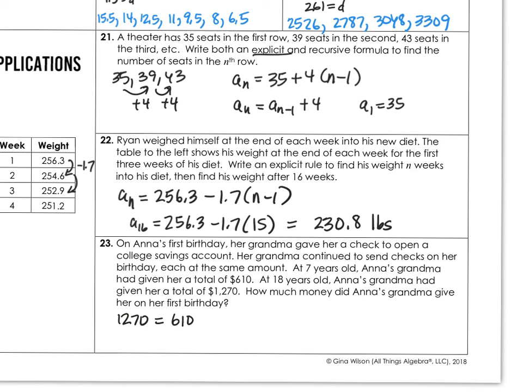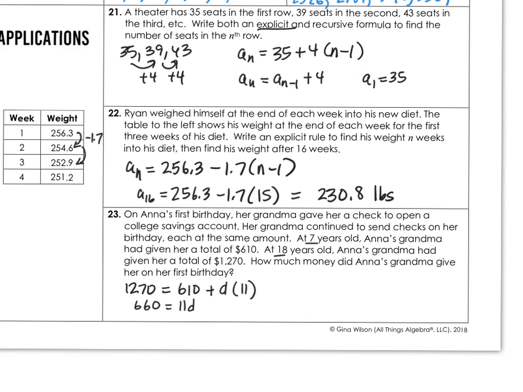All right, so I'm going from the 7 to the 18 because that's what I know. So the 18th one is equal to the 7th one plus d 11 times, because there's 11 steps between there. So let's see, that would give us 660 equal to 11d. So d would be 60. Okay, so every year they're doing 60 after the initial one. So what's on the first birthday?